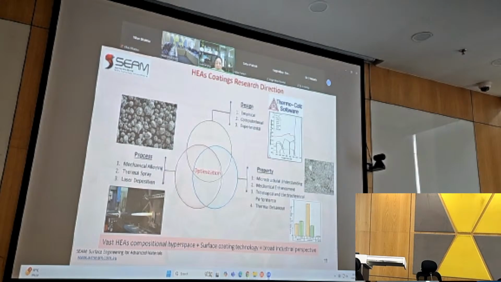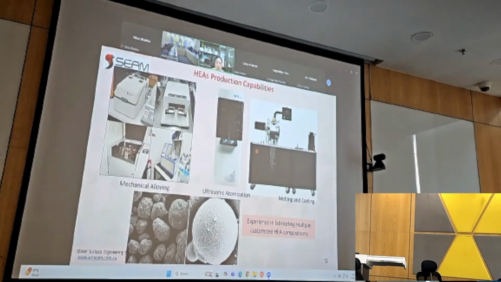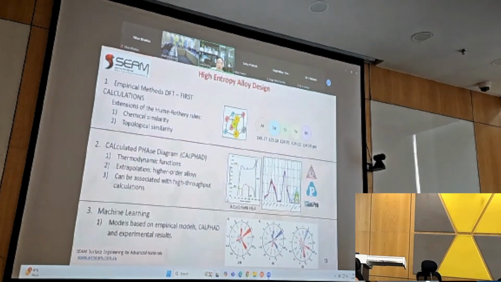We have a number of production capabilities. We can ball mill it, we can also atomize it, and so on and so forth. So the previous speaker talked about using AI and all that. That's certainly a very hot topic of how to use AI to actually design your alloys a bit smarter.